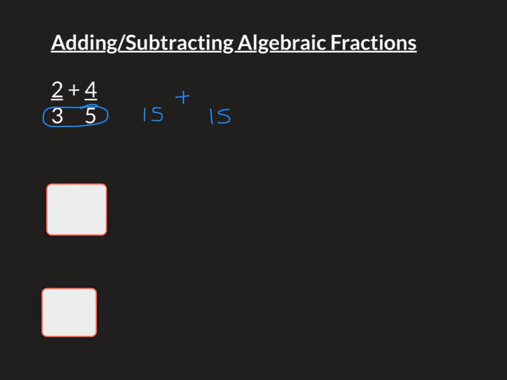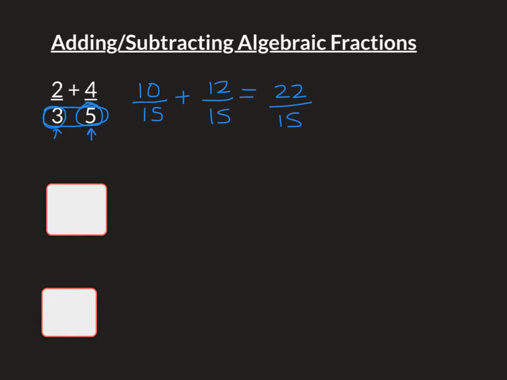Well, that top one, I multiplied that 3 by the 5. So I have to multiply the top by the 5, and I will get 10. The right-hand fraction, well, I've had to multiply that by 3. So I need to multiply the top by 3 as well to keep it equivalent, and I get 12. And I get 22 over 15. And I can convert it into a mixed number if I need to, or if the question's asked.